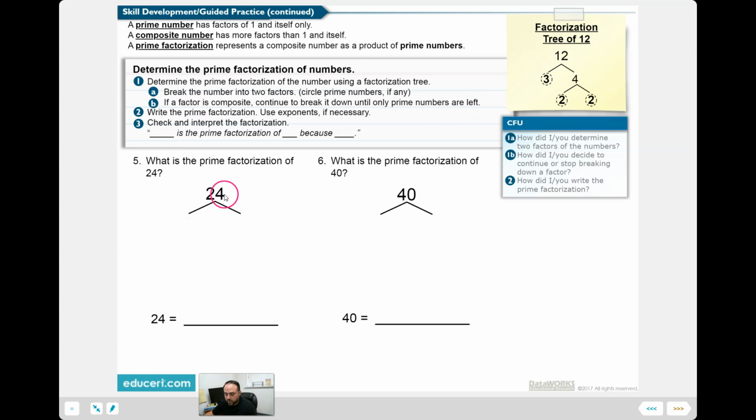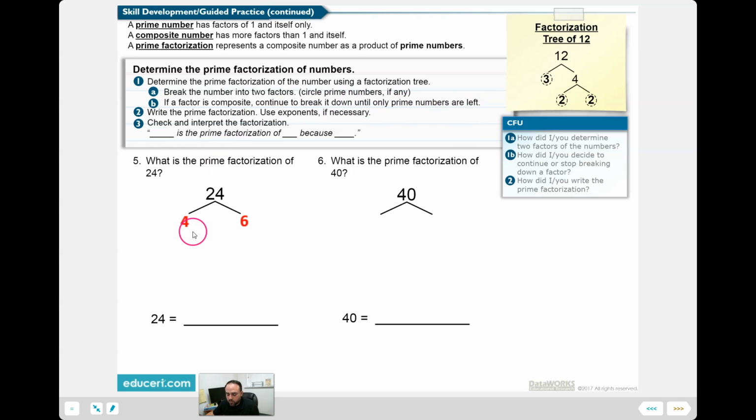So here's the number 24, and if I think about the different ways to multiply and give 24, I can use any combination I want other than 1 and 24. So the first one that comes to my mind is 4 times 6. Now 4 is not prime, and 6 is not prime. These are both composite numbers. So we will continue to break them down until only prime numbers are left.